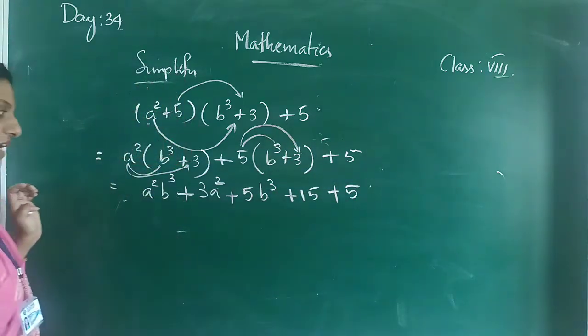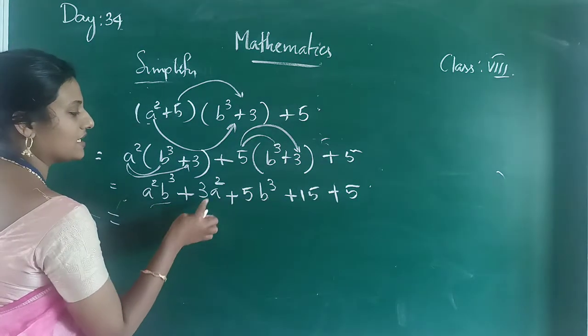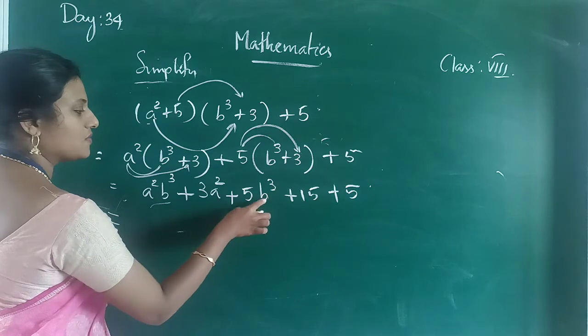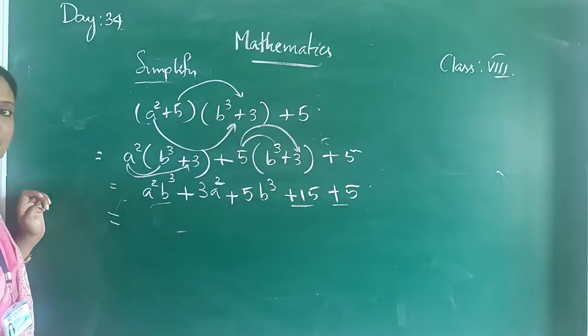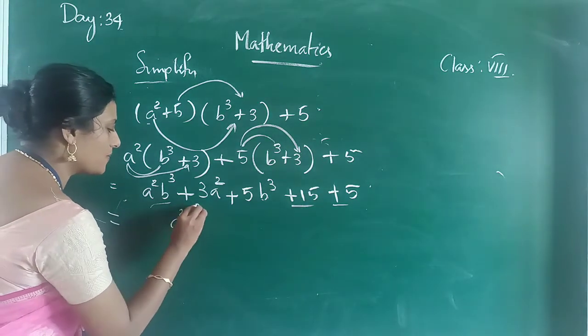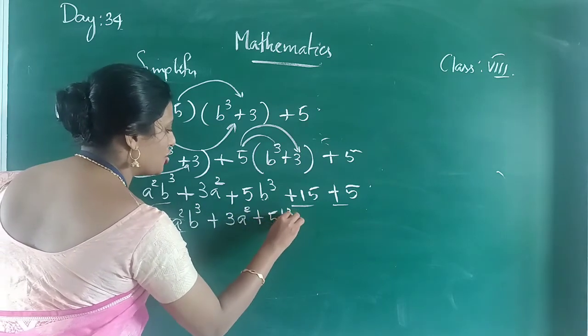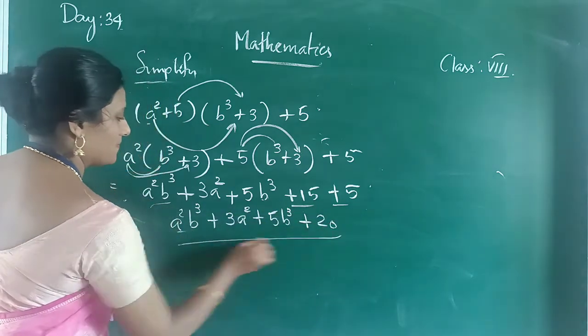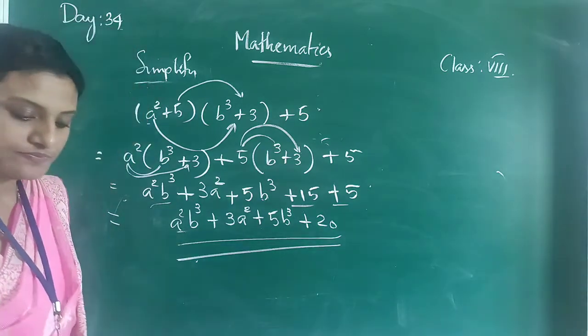Balance plus 5. Collect the like terms. A square b cube, no like terms. A square, no like terms. B cube, no like terms. Plus 15 plus 5, what is that? 15 plus 5 is 20. So what is the answer? A square b cube plus 3a square plus 5b cube plus 20. Like this, you have to do the multiplication.